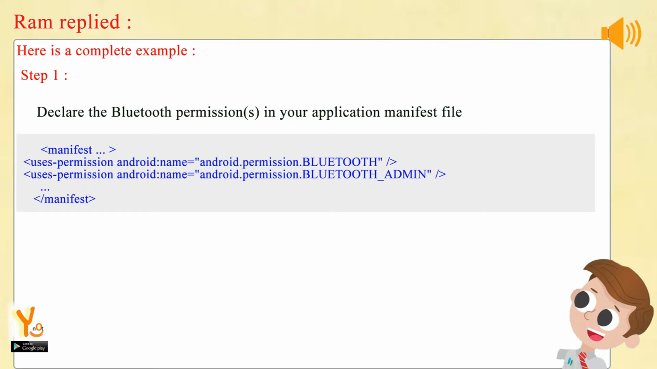Here is a complete example. Step 1: Declare Bluetooth permission in your application manifest. Example given below.